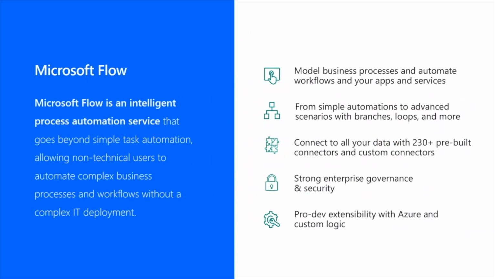So when we were looking at the Power Platform stack, we were looking at Power Apps. The other component that we consider important today is Microsoft Flow. Microsoft Flow is basically this intelligent process automation service that we have. Its purpose is not only intended for simple task automation, such as when a record is created here, send an email, but it can go into really complex business processes and workflows that don't need you to develop anything. Basically, you can create all of these directly within the platform itself.